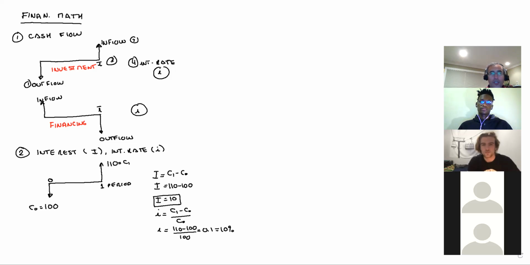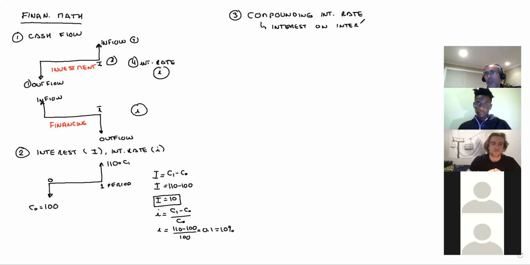Okay, so the third thing that we need to learn is something called compounding interest rate. Compounding interest rate, guys, implies simply interest on interest. So basically what you earn gets into the principal and gets more interest.